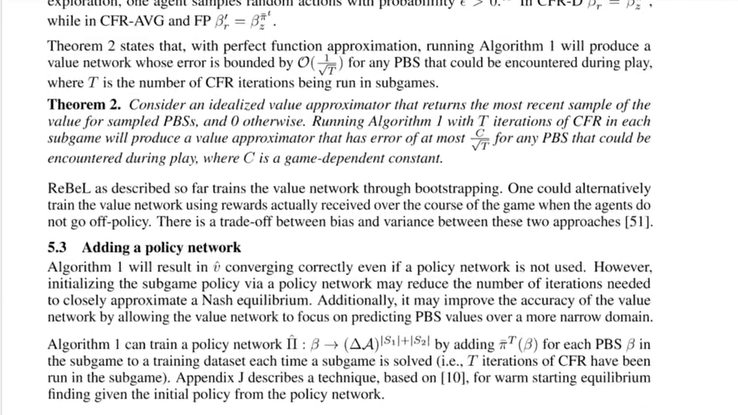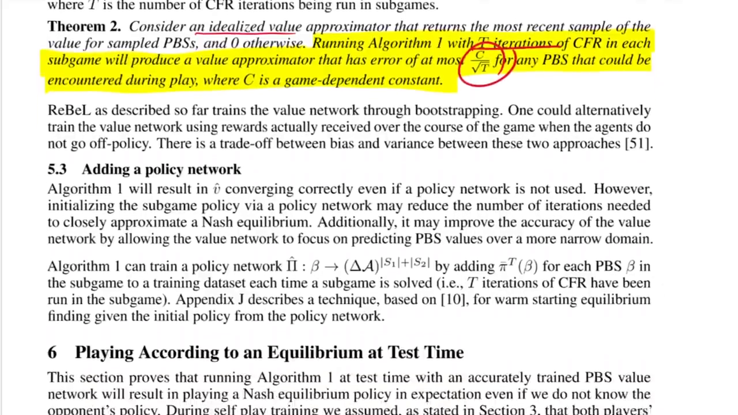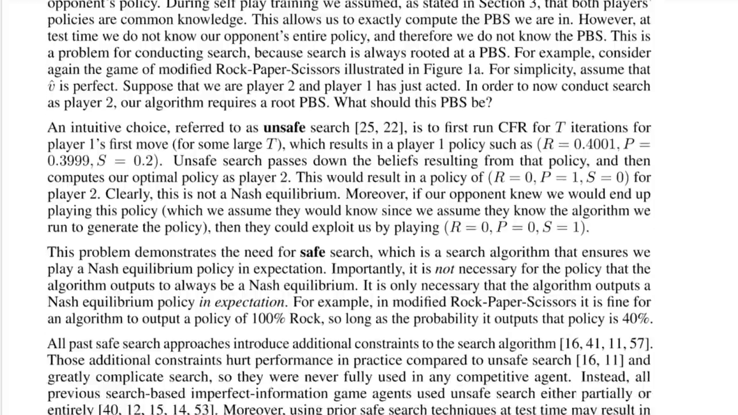All right, that's the ReBeL algorithm, and they also describe how they actually sample data for learning with the exploration, and they also show that running algorithm 1 with T iterations of CFR in each subgame will produce a value approximator that has an error of at most this for any PBS that could be encountered during play. Okay, so they're going to say that the value approximator, given that it is sort of idealized, will actually converge to a good value approximator if you sample it, depending on how many iterations of CFR you do. But you can see that the more iterations you do, the better of an approximation you get. And if you have a good value estimator, as we already said, you basically have solved the game.